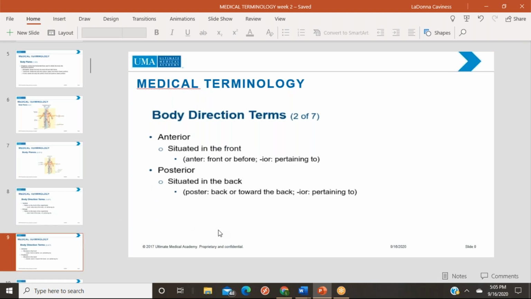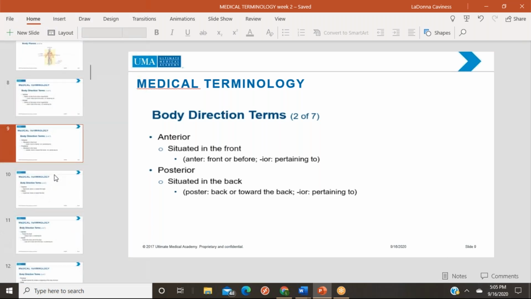Anterior is situated in the front and posterior is situated in the back. When we break that down, ANTER means front or before, and IOR means pertaining to. Posterior, when we break that down, POSTER refers to back or toward the back, and IOR means pertaining to.